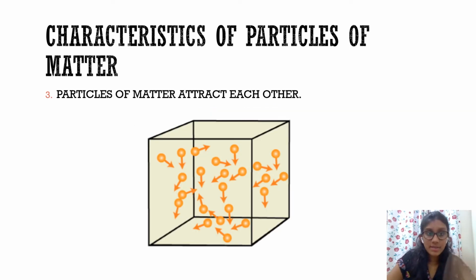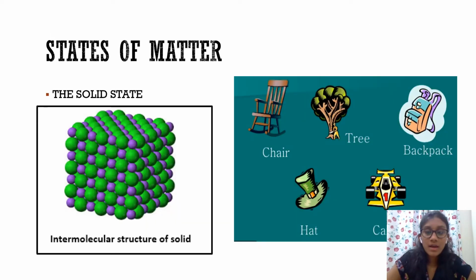Third characteristic, particles of matter attract each other. This attraction is called the intermolecular force of attraction. This is the force that keeps the particles together as a single entity. States of matter. This year we will only focus on the 3 main states of matter, which are solids, liquids and gases. The first state, solid state.